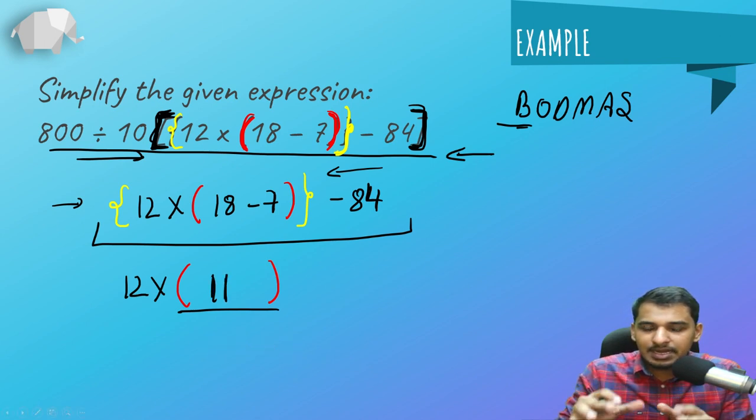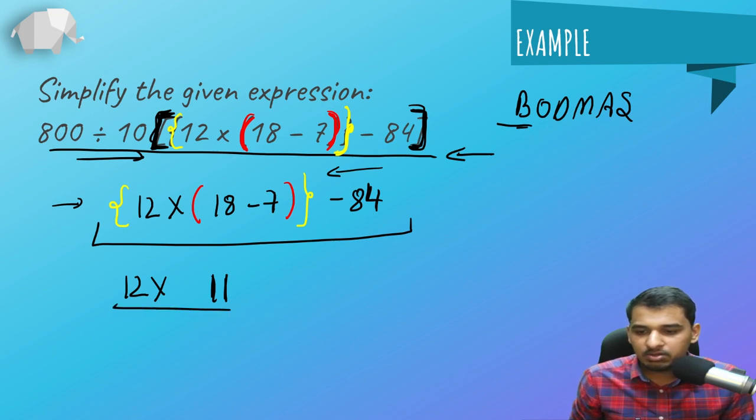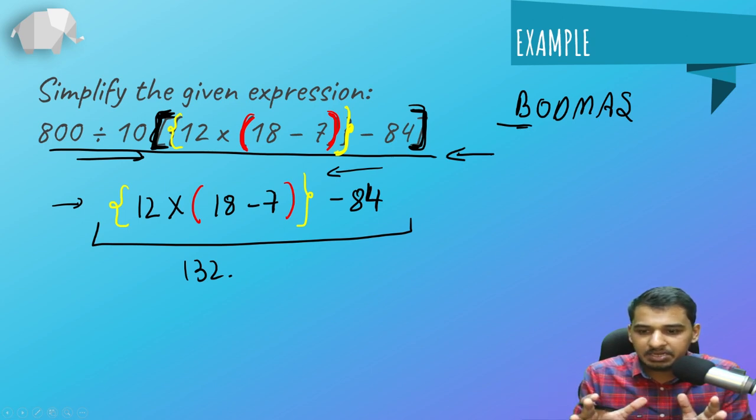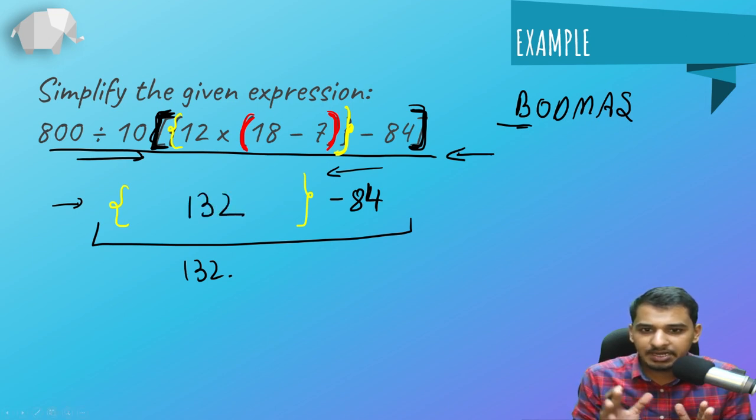Since all the operations have been performed inside the red bracket, I can remove this. Now 12 into 11, if I'm not wrong, this comes out as 130. Okay, this has come out as 132, 12 into 11. So let me rub this and write 132 here. So all the values inside the yellow bracket can be replaced by 132.